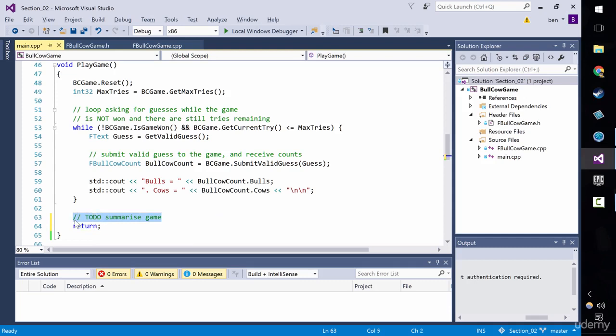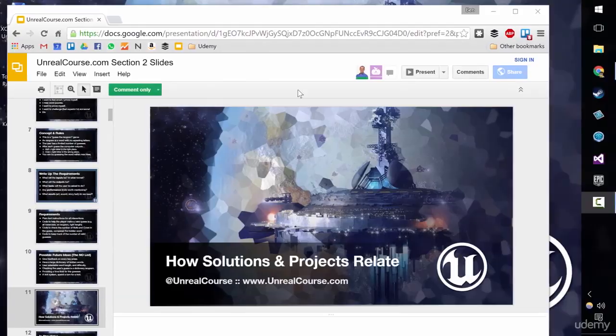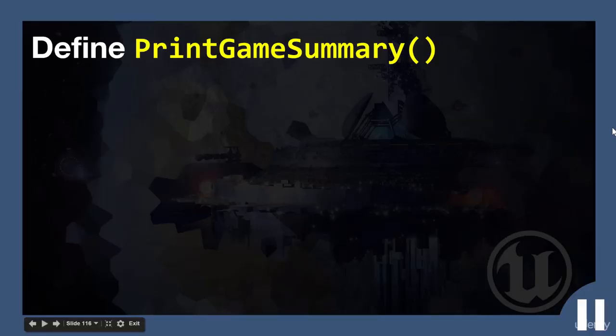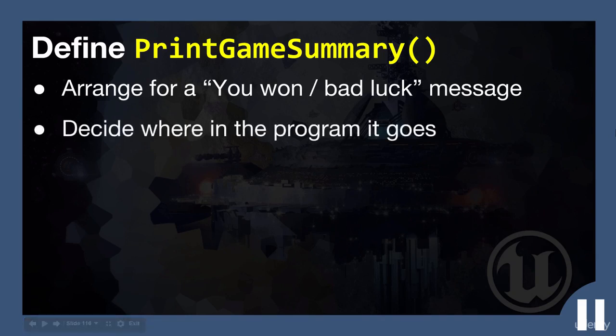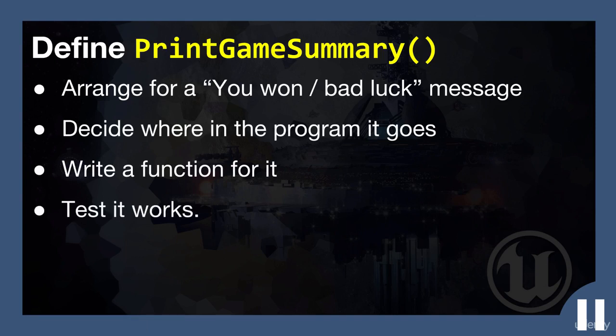How are we going to do that? Well, I'm going to write a method to do that. Or am I? I think you're going to write a method to do that because it's going to be good practice and you have everything you need to do it. So, I want you to define print game summary. Arrange for a you win or bad luck, better luck next time type of message. Decide where in the program it goes. Write a function for it and test it works. So go ahead, do that, write that message out based on whether they've won or not, and I'll see you in a moment.